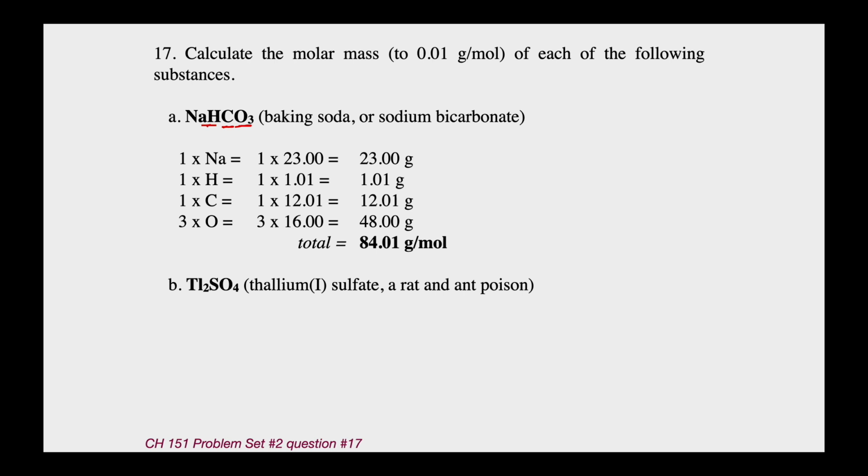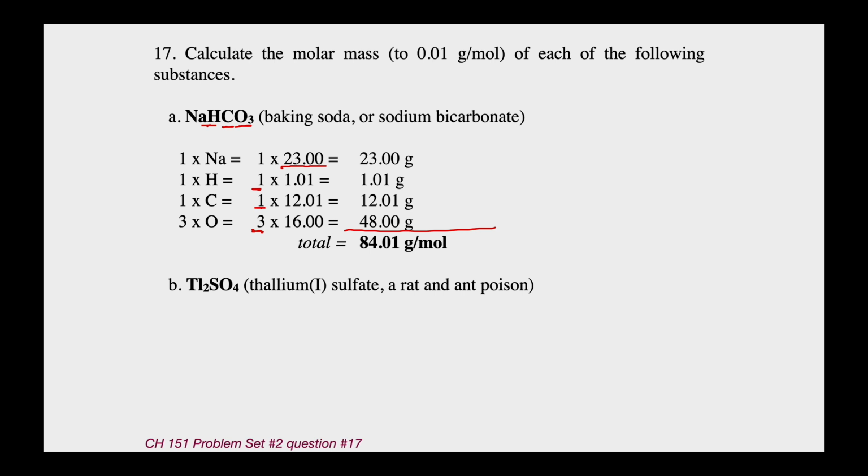And you can see here, okay, so on my version, my periodic table was 23.00. That's fine. Add that 1 sodium. There's 1 hydrogen at 1.01, 1 carbon. And you can see here how oxygen was multiplied by 3. Anyway, if you take all of those numbers and add them up, it comes out to be 84.01. And that's the molar mass of sodium bicarbonate, which is really baking soda.